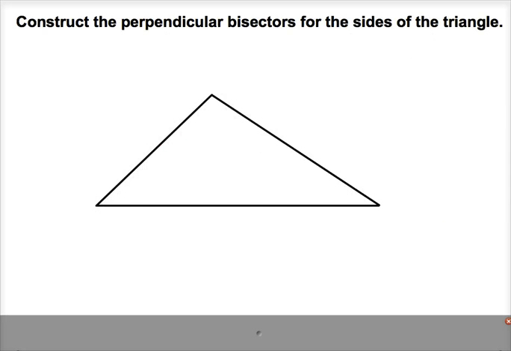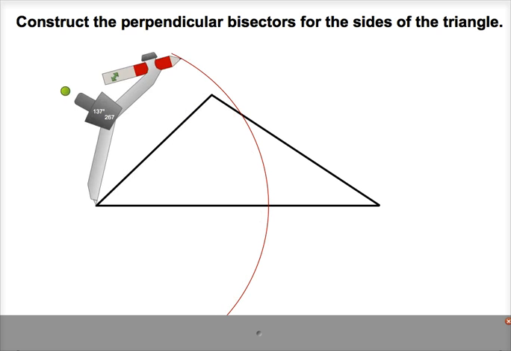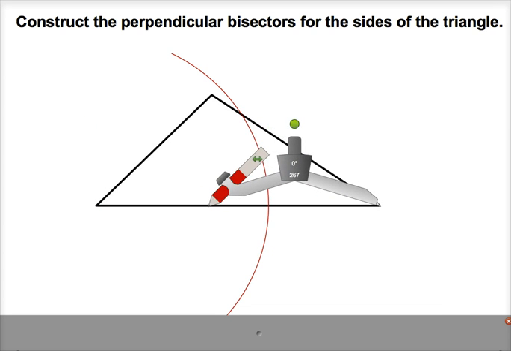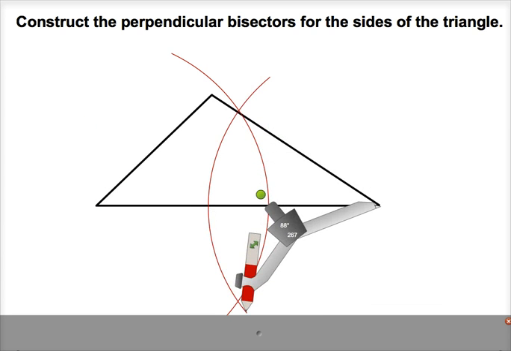Construct the perpendicular bisectors for the sides of the triangle. Well, I remember for constructing the perpendicular bisectors, I put the point at one end of the segment, I open my compass up so that it is larger than halfway, and I swing an arc. So I swing an arc from this side, and then I just need to swing an arc from the opposite side as well. So the perpendicular bisector will be the segment that connects those two pieces together. So here's my perpendicular bisector. And I'm just going to continue to do that to the other sides as well.